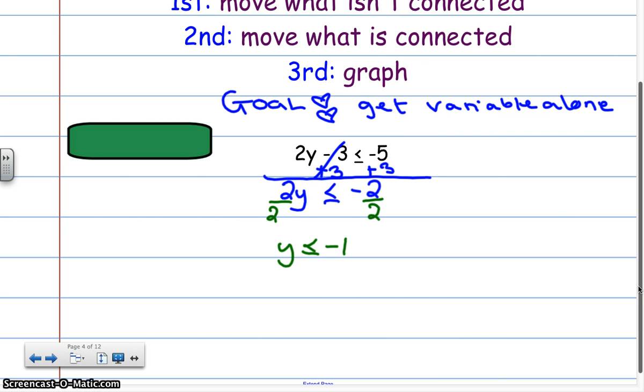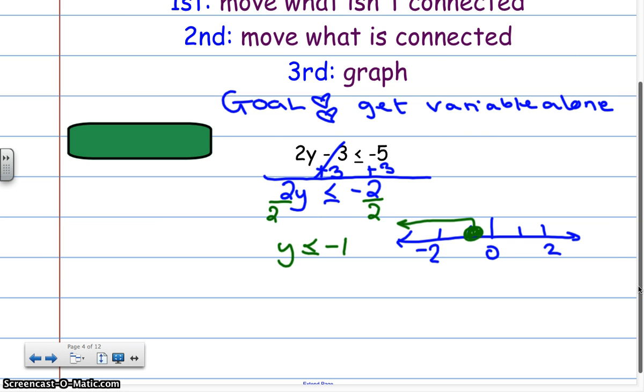There. Now y is all by itself. Now I can graph it. My goal: get it alone, then graph. So now I can make my little number line, and I am making a nice, neat number line. I have y less than or equal to -1, so I make my circle at -1. Do I color it in? Yeah, because it's got that bar under it. And I'm less than, so I'm going super far in the negatives.